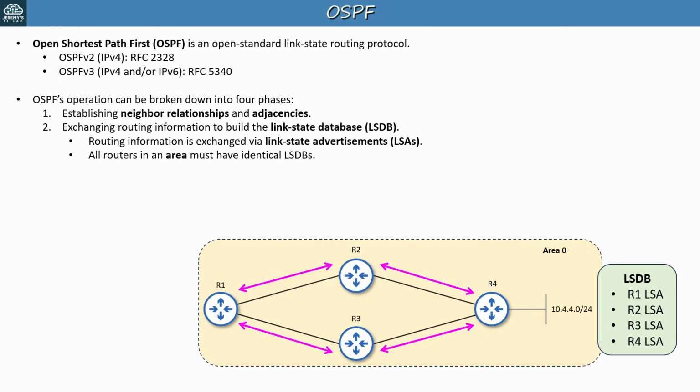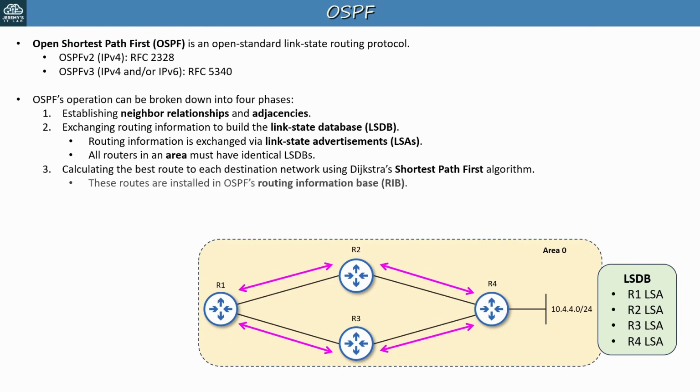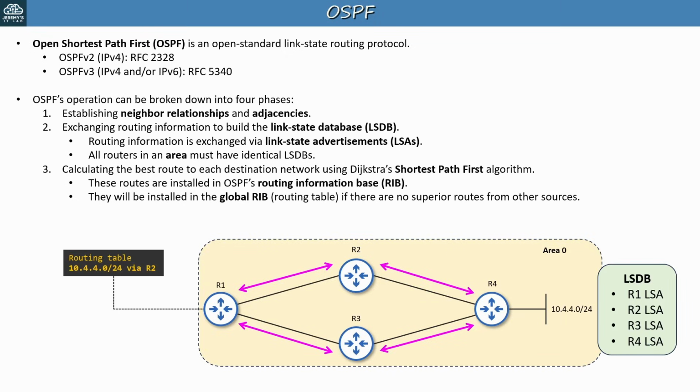Once these routers have built their LSDBs, the next step is calculating the best routes to each destination network using Dijkstra's shortest path first algorithm. And these routes are installed in OSPF's Routing Information Base, RIB, a database of the router's OSPF routes. And then those routes will be installed in the router's global RIB, in other words, the routing table, if there are no superior routes from other sources. For example, perhaps R1 selects the route via R2 to reach R4's LAN at 10.4.4.0/24.